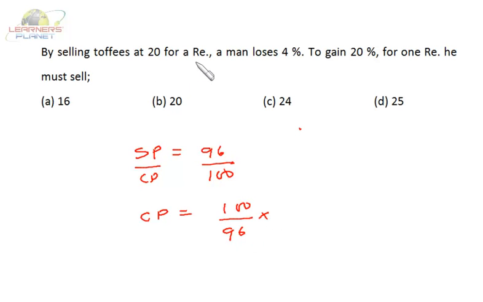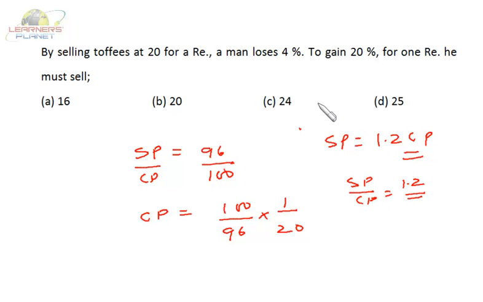Now what is the selling price? It's 1 by 20. Okay, this is present selling price. This is present cost price. That means it is actual cost price. Okay. Now he wished to gain 20%. That means the selling price should be 1.2 times of cost price. Isn't it? That means SP by CP ratio must be 1.2 to gain 20%.